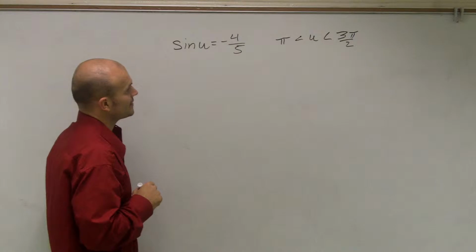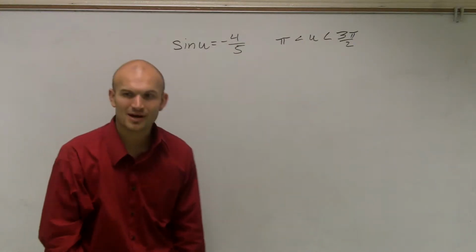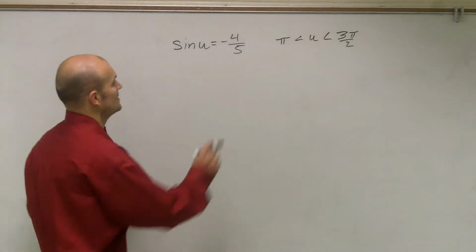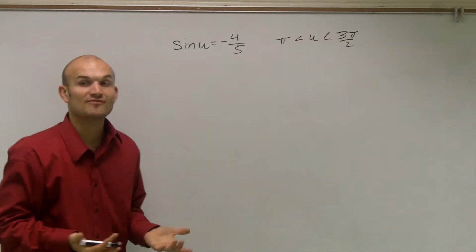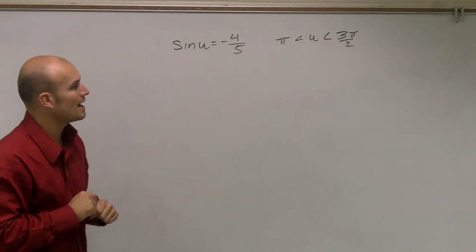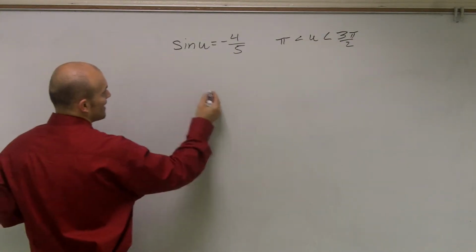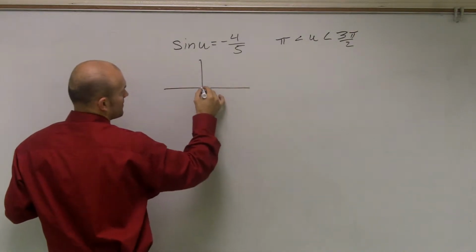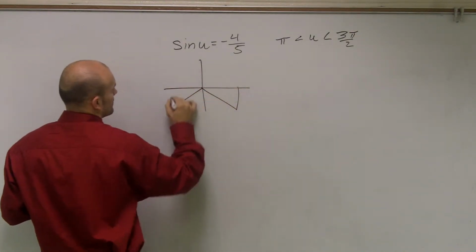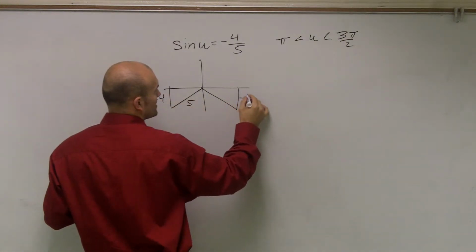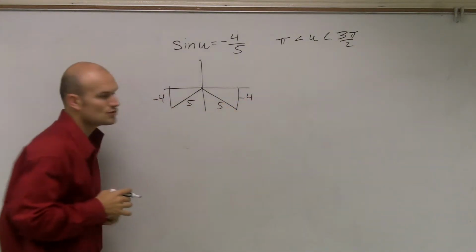One thing I can represent: sine is y over the hypotenuse. Therefore, my hypotenuse is going to be 5, all right? And I notice that since my y is negative, I have two triangles I can theoretically make. I could have this being -4, 5, or here being -4, 5. So I have two triangles I can use.